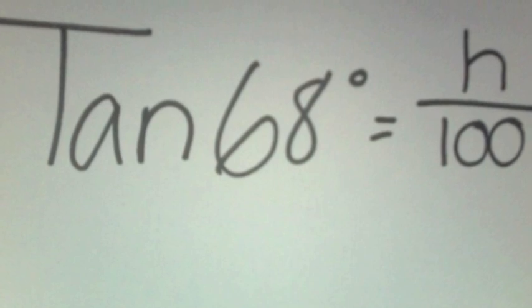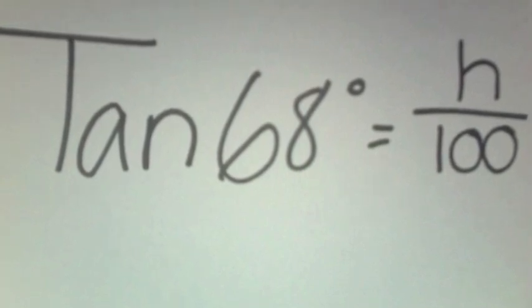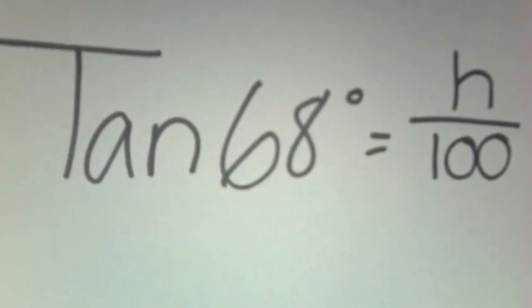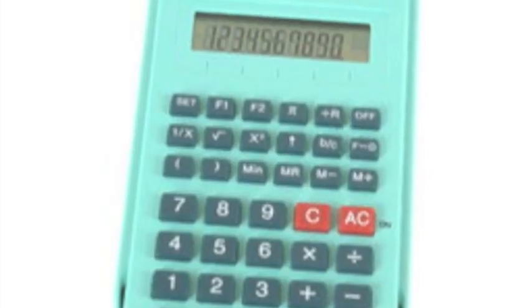Now you've gotta write tan 68 degrees equals h over 100, then bring the 100 back over. Then you'll have 100 times tan 68 degrees equals h, then use your calc.